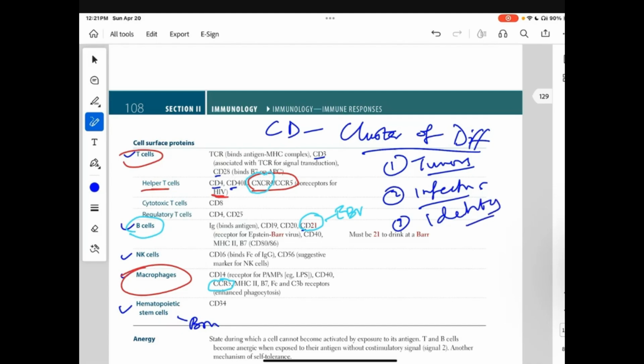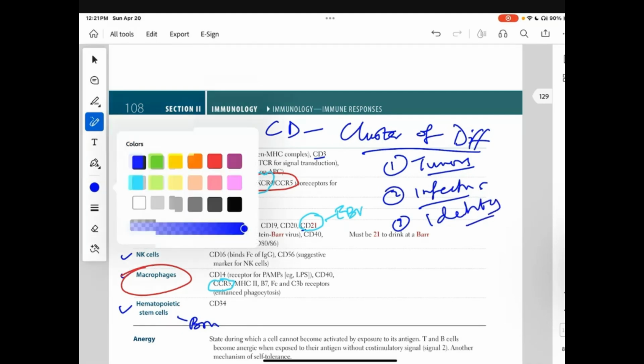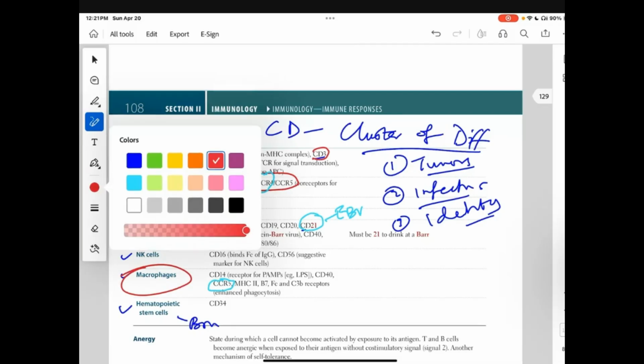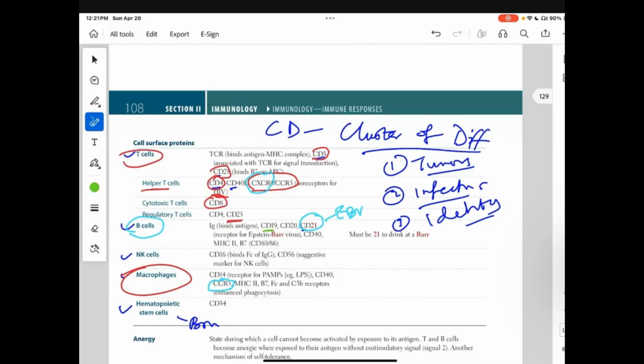So it's very important for you to know that when you see CD3, CD28, or CD3, CD4, CD8, you're talking about T cells. CD4 for CD4 helper T cell, CD8 for cytotoxic T cell. And then regulatory T cells have CD25 as well with CD4. Then for the B cell, you're talking about CD19, 20, 21, these three. Very important to help you identify that this is a B cell.